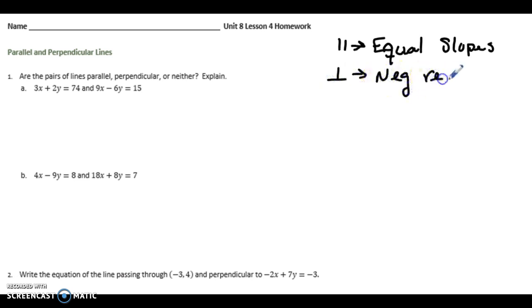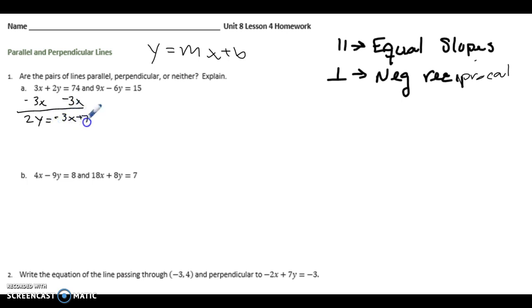And so we need to find the slope of each of these lines, which means we need to get them into the form y equals mx plus b. So I'm going to take this first equation and solve it for y by subtracting 3x from both sides. And so we get 2y equals negative 3x plus 74 and divide by 2. And really the only thing I'm looking at here is the slope. The slope is negative 3 over 2.